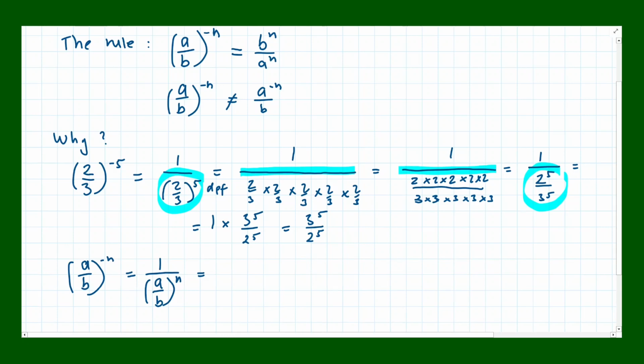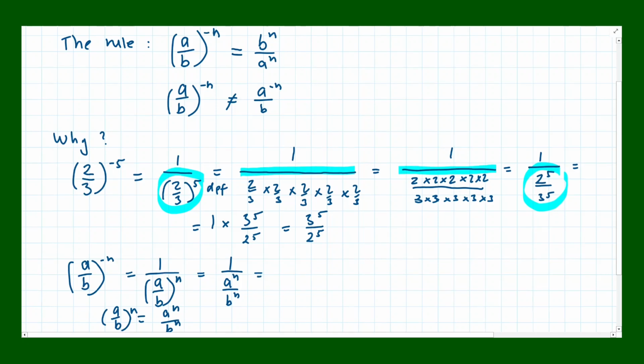Next, I'm going to skip these definition applications, and I'm just going to use the identity in the previous video. So that's going to be a to the n over b to the n. Again, remember, (a over b) to the n is equal to a to the n over b to the n. If you don't remember that, check the previous video. I'll link it for you.